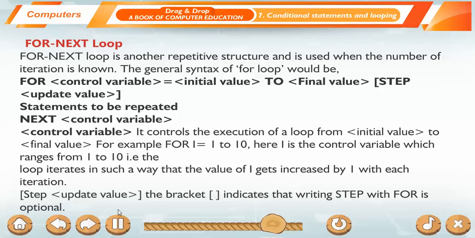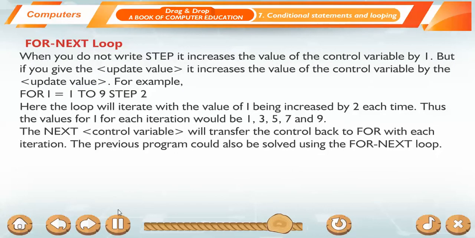For example, for I equal to 1 to 10, here I is the control variable which ranges from 1 to 10. That is, the loop iterates in such a way that the value of I gets increased by 1 with each iteration. Step update value: the bracket indicates that writing step with for is optional. When you do not write step, it increases the value of the control variable by 1. But if you give the update value, it increases the value of the control variable by the update value.